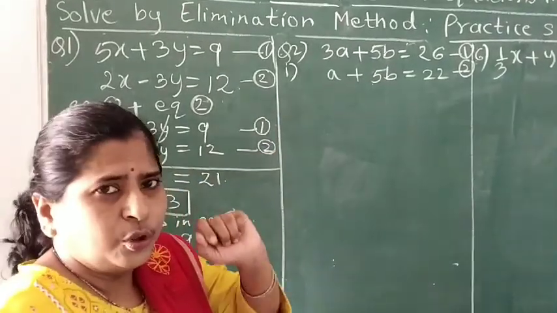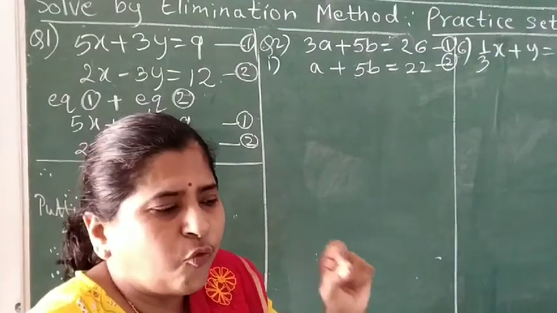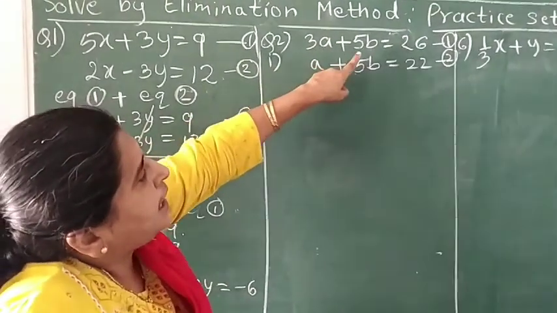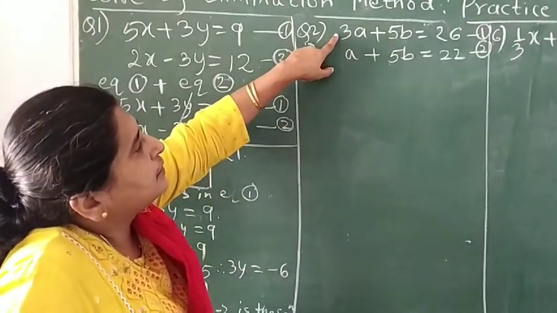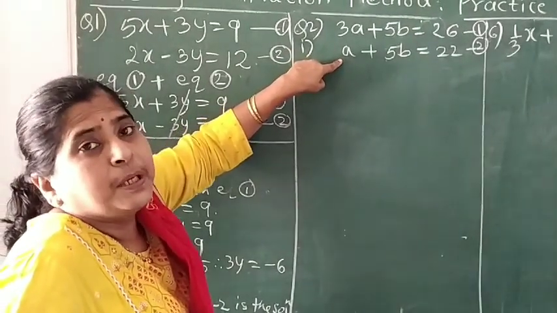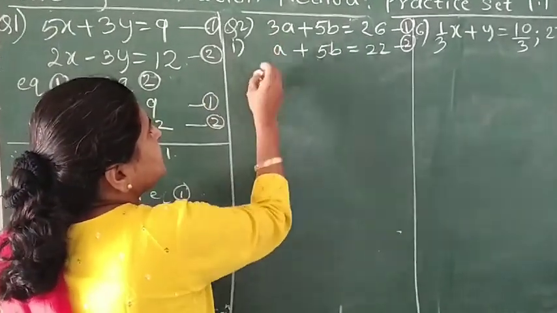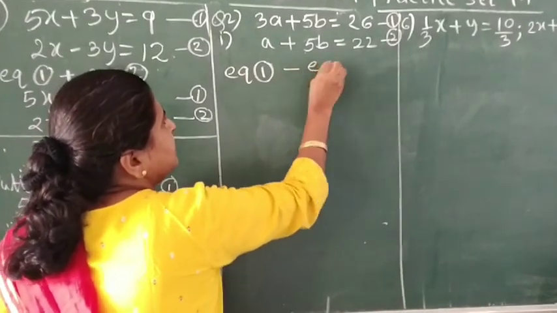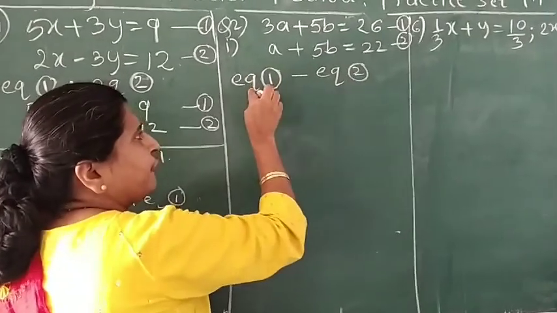While subtracting, you can do a small thing which will help you and avoid minus signs. As anyhow b is going to be cancelled, see the coefficients of a. Here it is 3a and here it is a. So choose the equation with the bigger coefficient and take that equation first. As this is bigger, write equation number 1 first, minus equation number 2. So we are going to subtract equation 2 from 1.